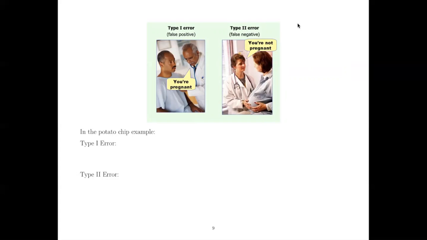In this particular example, a type 1 error would be rejecting the null hypothesis when H naught is true. So let's specify in this particular case, that would be concluding that they're underfilling the bags when in fact the company is filling them properly.